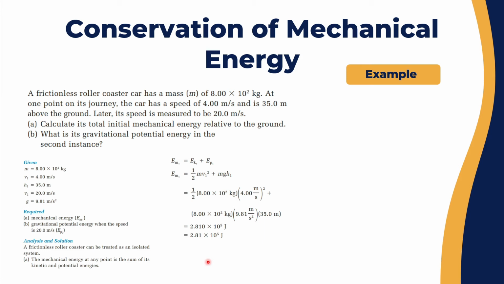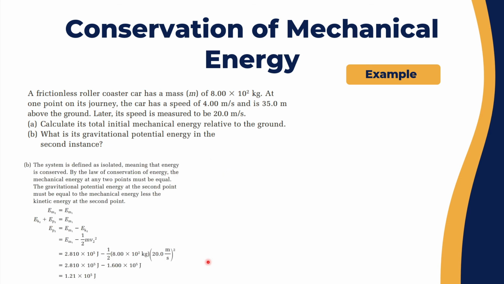We have the mass, velocity 1, velocity 2, height 1, and g. Find the mechanical energy at 1, which is E mechanical 1. We can say that E mechanical 1 equals EK1 plus EP1, which means kinetic energy 1 plus potential energy 1. EK1 is 1 over 2 mass times V1 squared, plus m g h1. Replace the values, because all are given in the question, and that will give you 2.81 times 10 to the power of 5 joules.